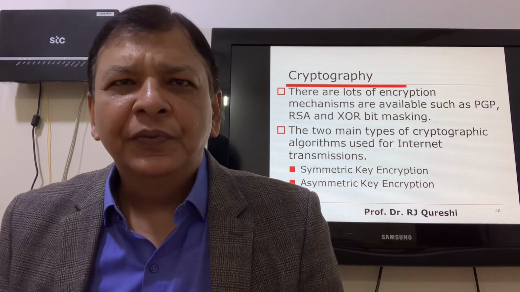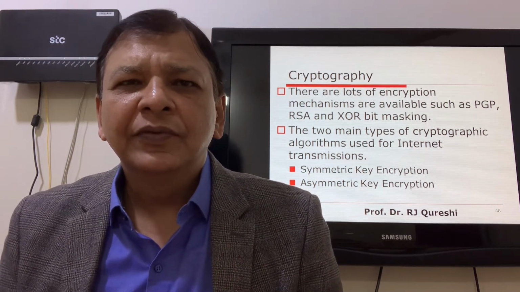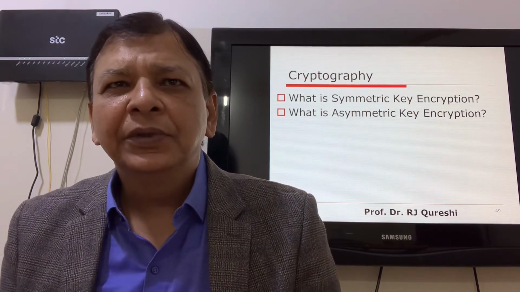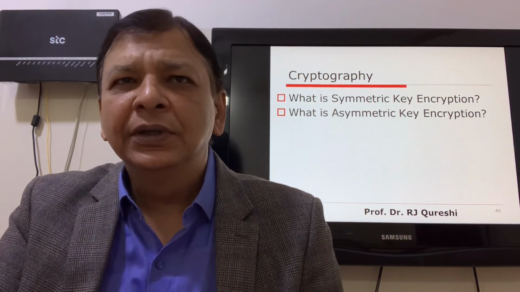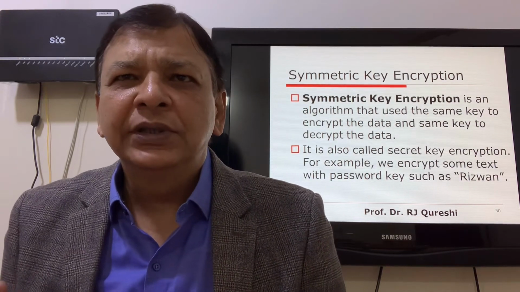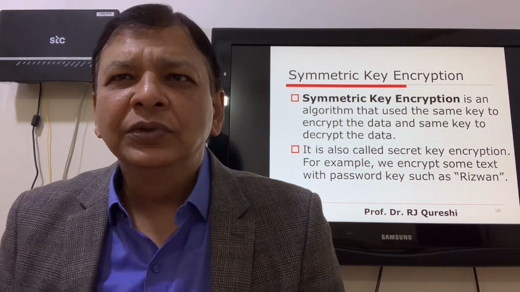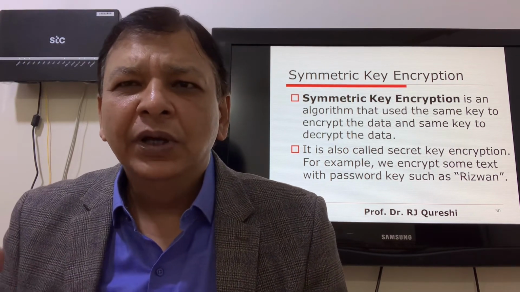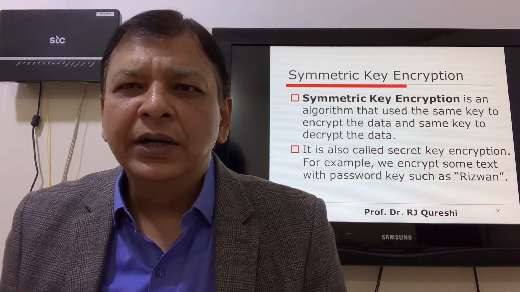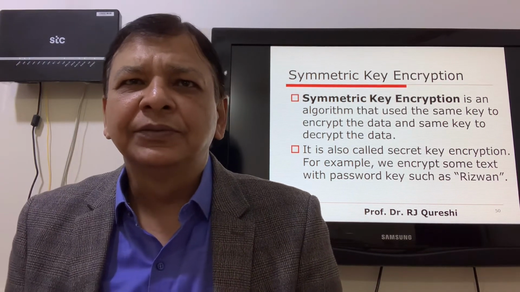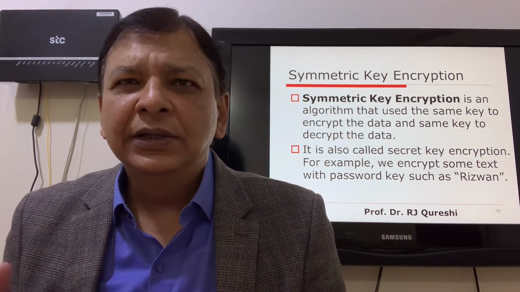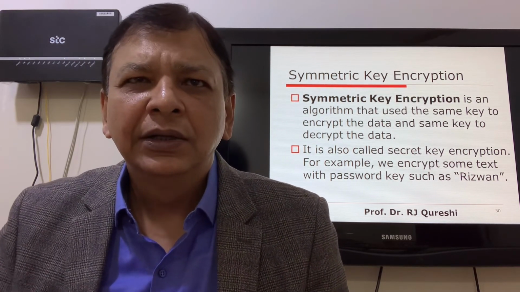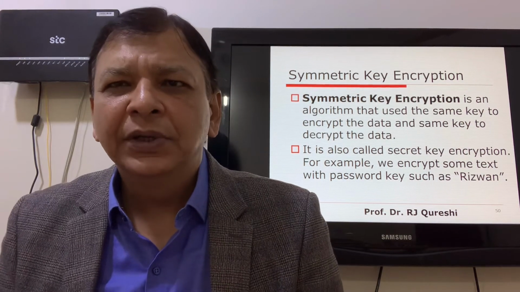There are two main types of cryptographic algorithms: symmetric encryption and asymmetric encryption. What is symmetric encryption? In symmetric encryption, we use the same key to encrypt the data and the same key to decrypt the data. When we convert the normal text into unreadable text, it is called ciphertext, and the process is called encryption. At the receiving end, when the ciphertext is converted back into normal text, it is called decryption.